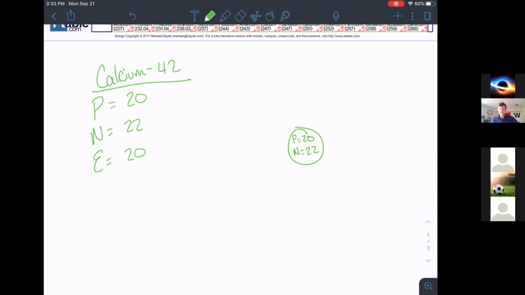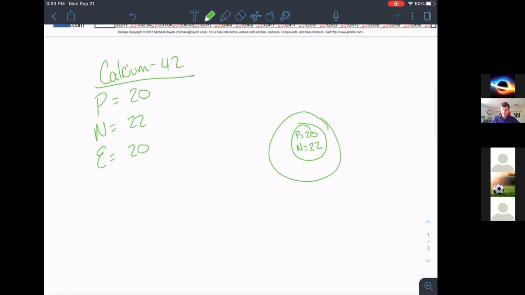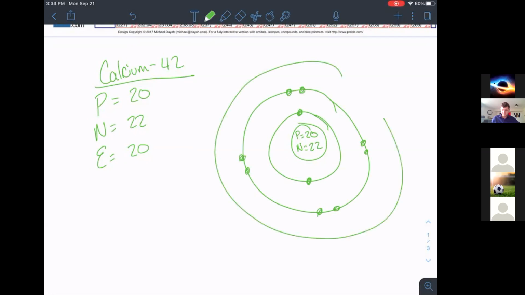The first orbital. The first orbital gets how many? 2. The second orbital gets how many? 8. All right, 4, 5, 6, 7, 8. The next orbital gets how many? 8 again. Wonderful. You guys are crushing it.